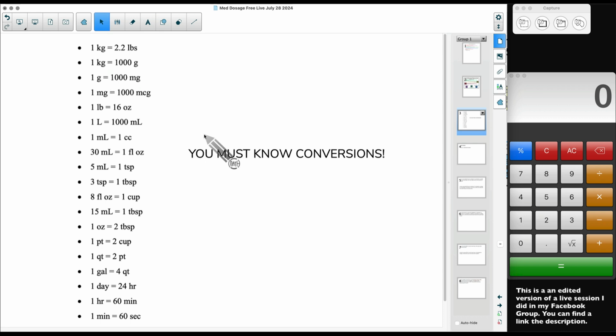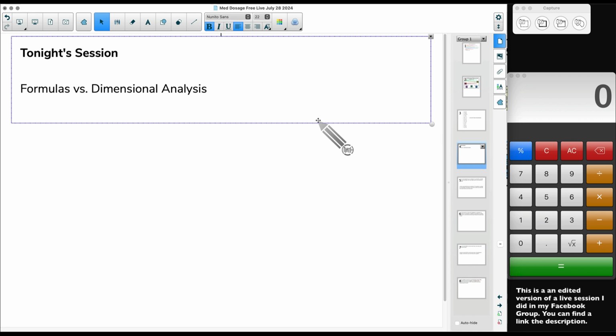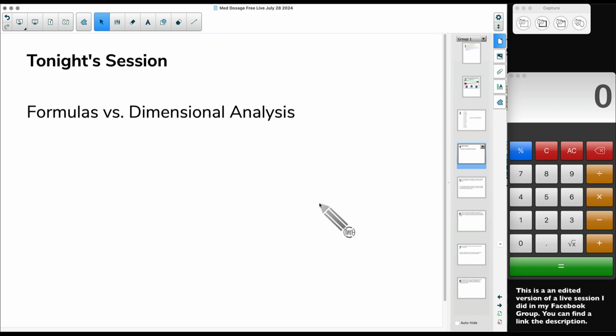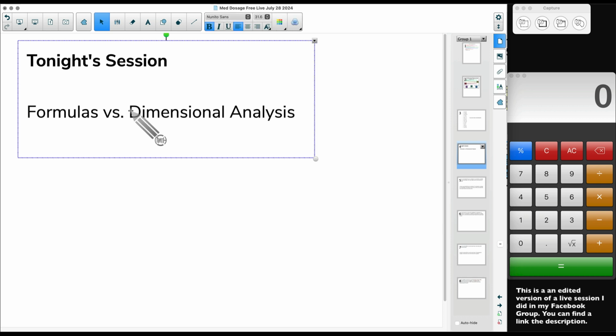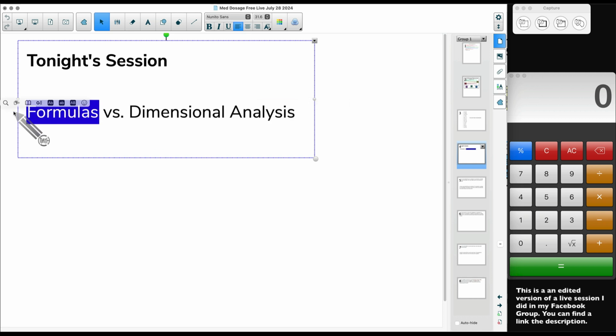Which leads me to what I want to talk about in Calc tonight: formulas versus dimensional analysis. I have talked about formulas in my live sessions, but I have not really done too many formulas. And what I want to convince you all here for Med Dosage tonight, if you don't like dimensional analysis, I want you to like it a little bit more, because if you learn dimensional analysis, you don't have to memorize any formulas at all, with the exception of one formula.